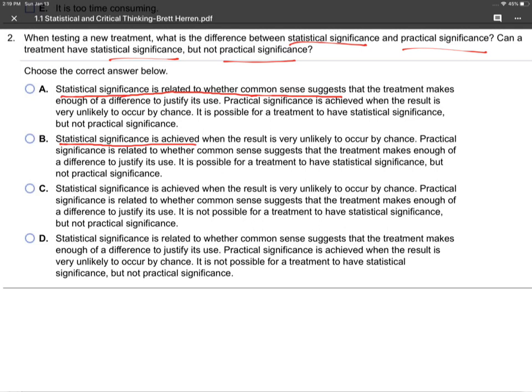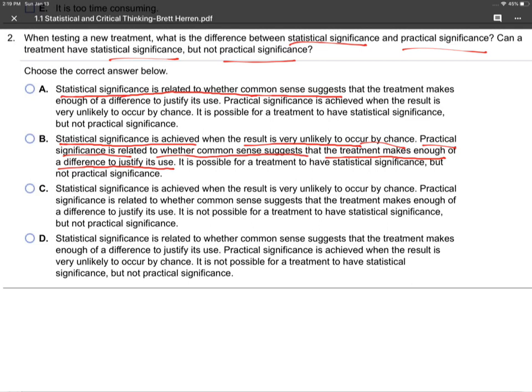Statistical significance is achieved when the result is very unlikely. Yeah, that's right. That's what statistical significance is. Very unlikely to be by chance. That's true. Practical significance is related to whether common sense suggests, yeah, so far so good, that the treatment makes enough of a difference to justify the use. Yeah. I have a question about that.